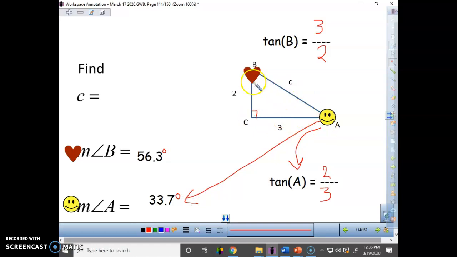Yeah, I kind of look at it. Okay, 2 is the smallest side. The angle A is going to be the smallest angle.